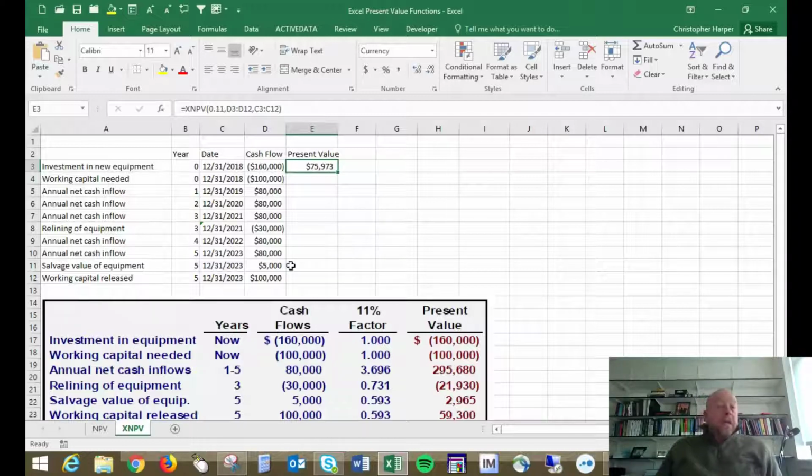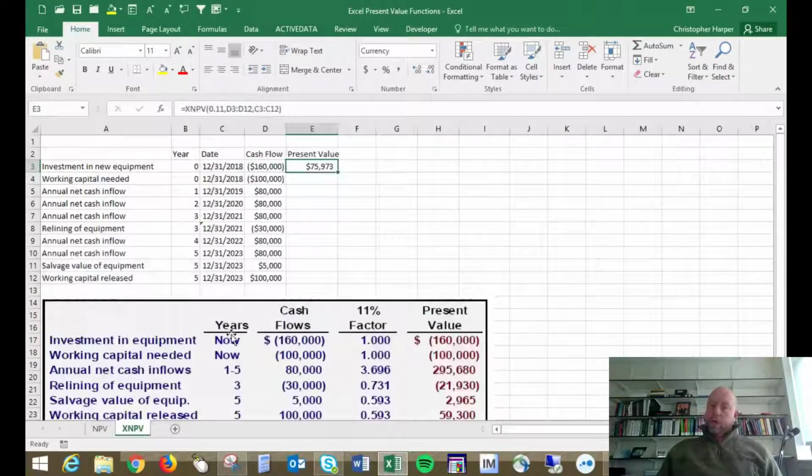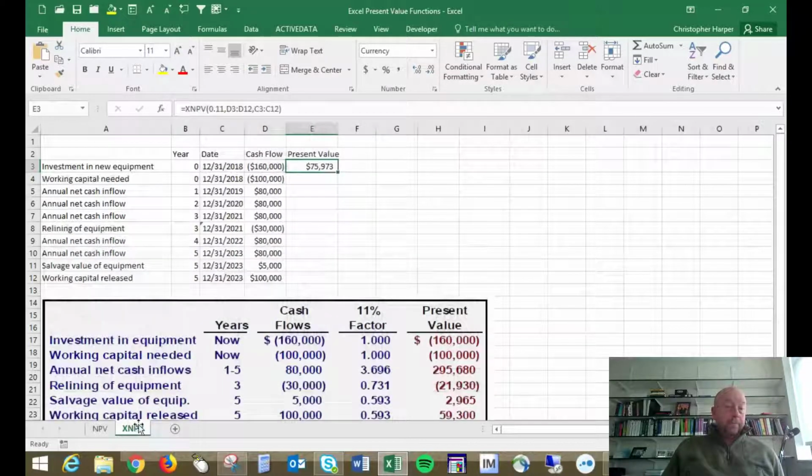Okay? Either way, I think you'll agree that whether the net present value is 75,973 or 76,048, we have a $76,000 net present value, and that's certainly enough to tell us that this is an acceptable project. Now, one of the things I like about XNPV is that a limitation of NPV, or net present value, is that we assume the cash flows happen at the end of the period for simplicity. With XNPV, you don't have to have that assumption.